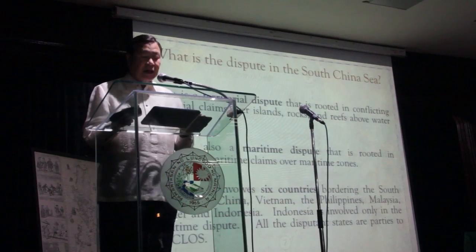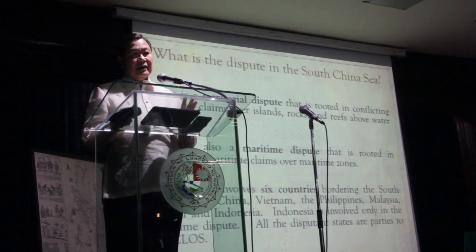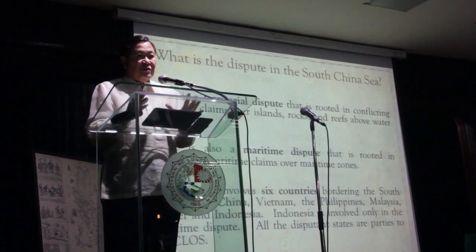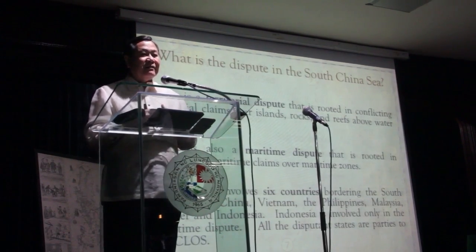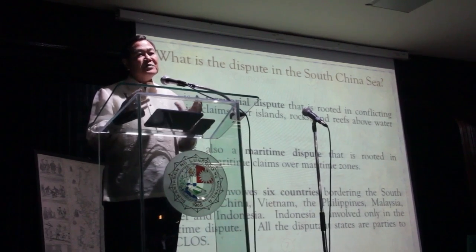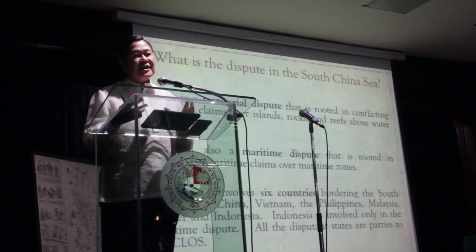All the disputant states are parties to UNCLOS. Now, UNCLOS is the constitution for the oceans and seas of our planet. It's the greatest achievement of man in terms of codification of international law.